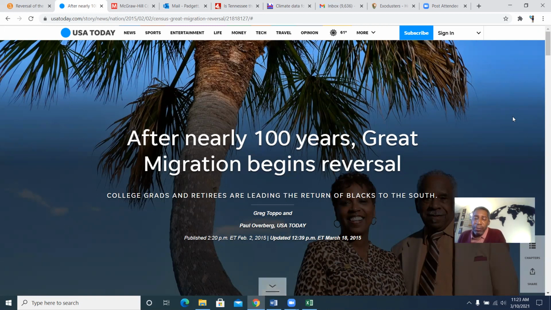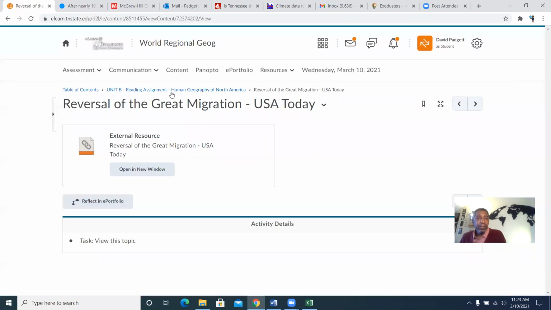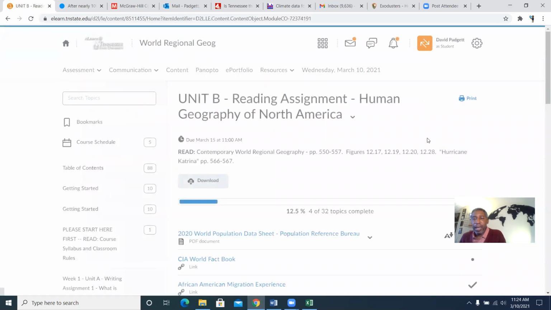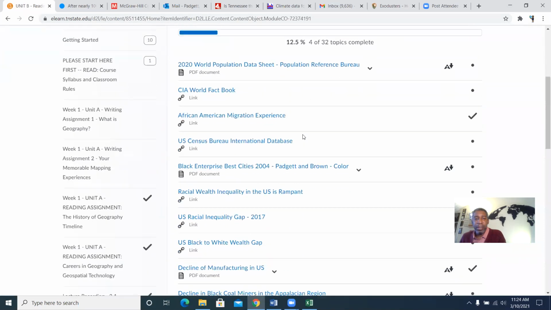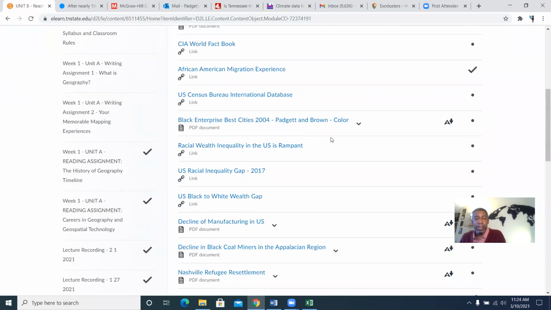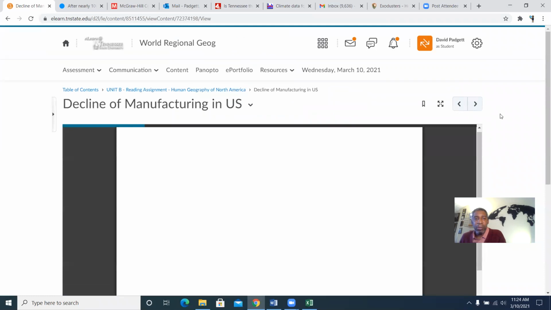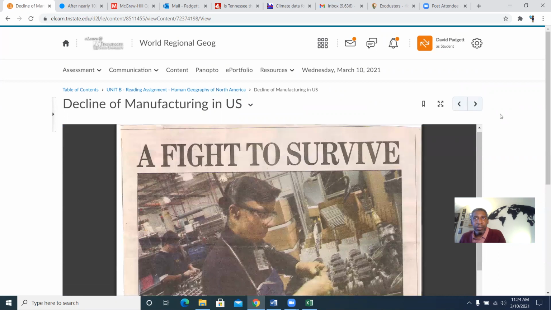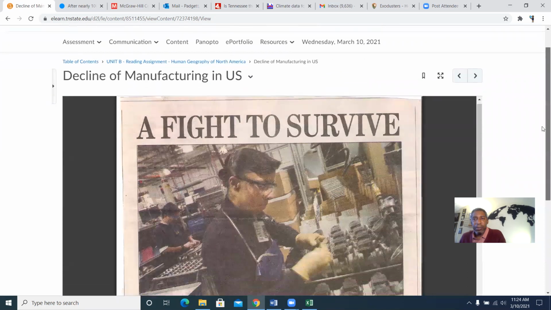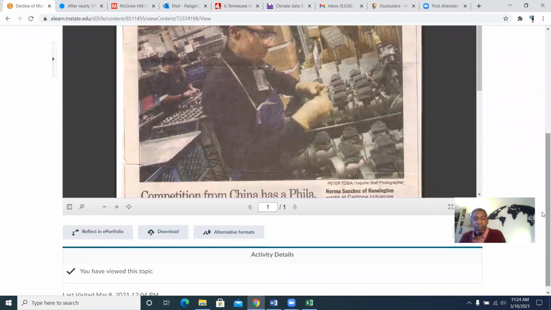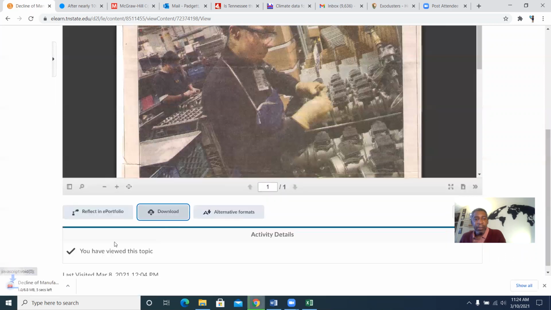Well, let's look at pull factors and push factors. Let's look at some push factors first of all. So remember, a push factor is something that causes a person to leave a place. And I do believe that when we left off on Monday, we were looking at this article focusing upon the decline of manufacturing in the United States. And so if you remember, it was the manufacturing sector that really attracted African Americans to places such as Philadelphia.